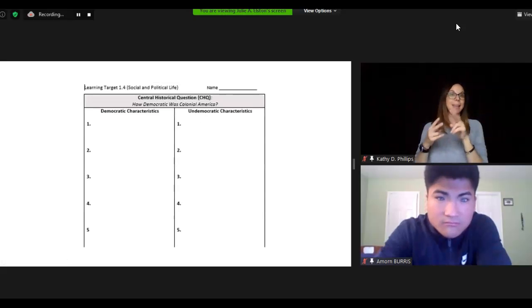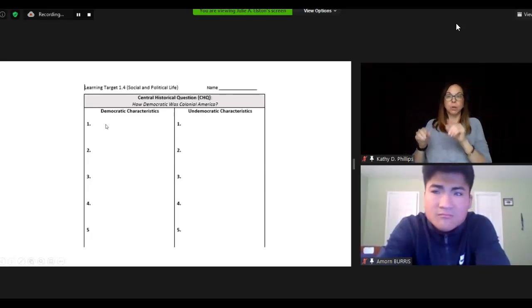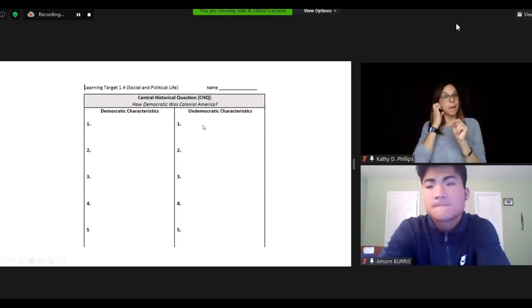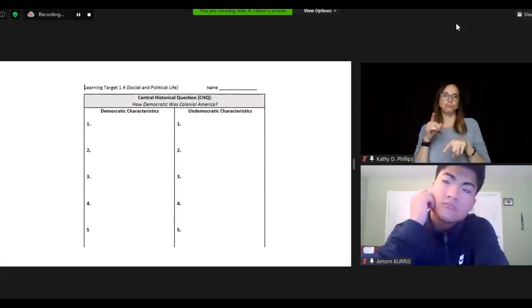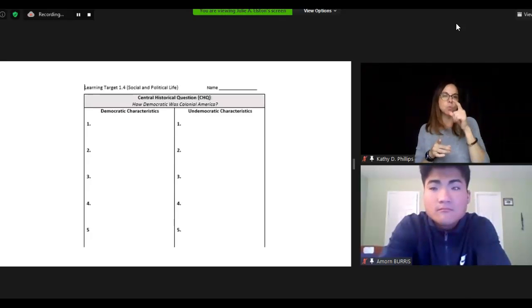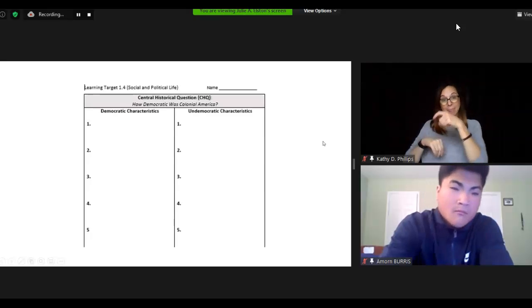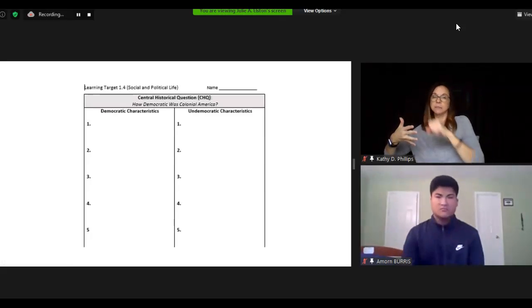So for example, we could write here the point about the Constitution in Connecticut that allowed the government to be run by its citizens. On the undemocratic side, we could write how women were not allowed to hold public office. Only men who owned property in New England could vote, those types of things. So just make sure that you have 5 on each side. There's plenty more examples in the sources, but you only have to have 5.